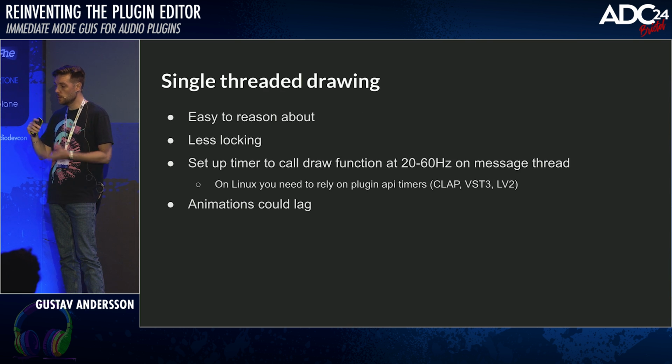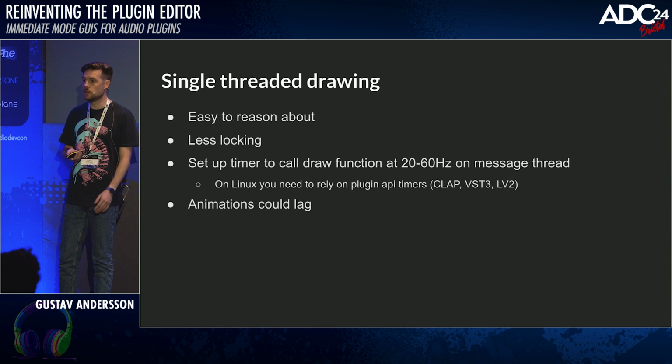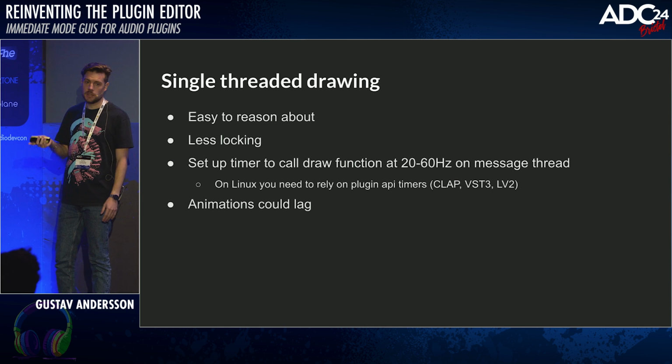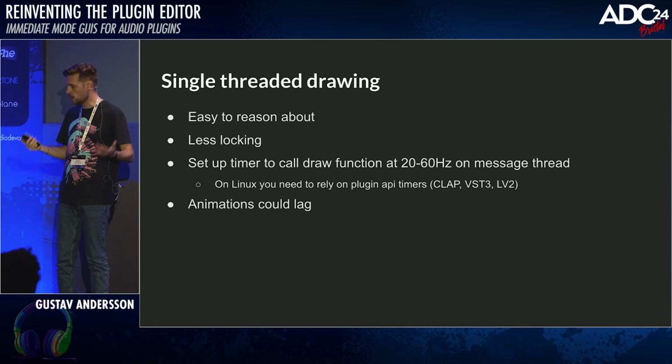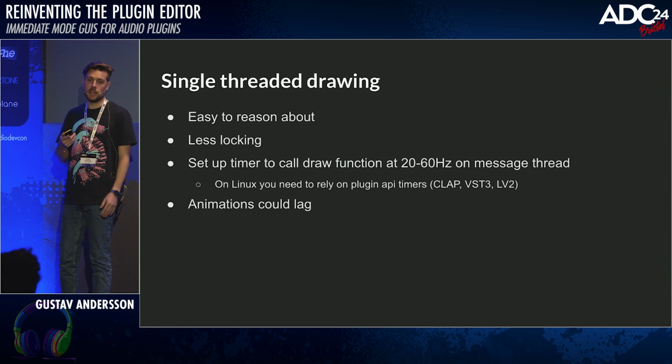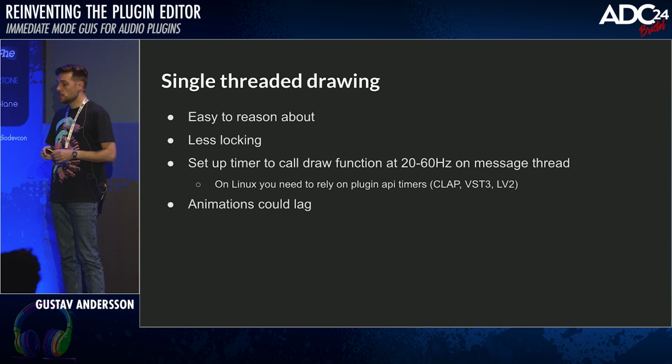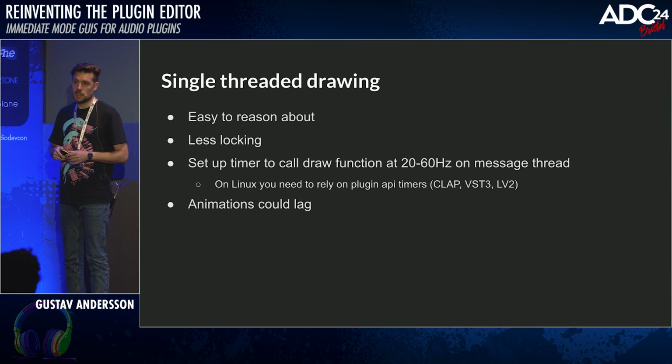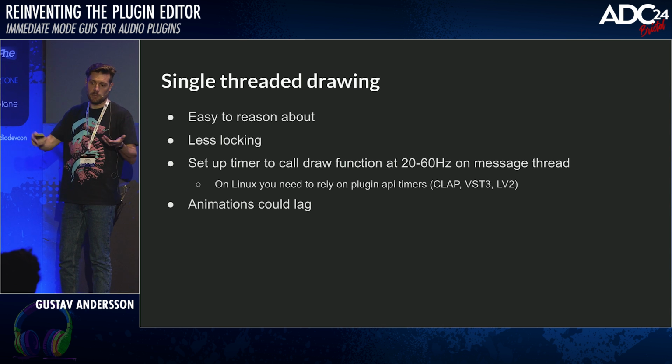Which one you choose depends a little on your requirements. But the single-threaded version is easier to reason about because no threading. Basically, you don't need much locking because it's all single-threaded. But what you need is something that calls you periodically on the message loop. Like if you want to do it at 30 FPS or something, you need something that calls you every 33 milliseconds or something. And on Windows and on Mac, it's easy to set this up. You just create an OS timer.